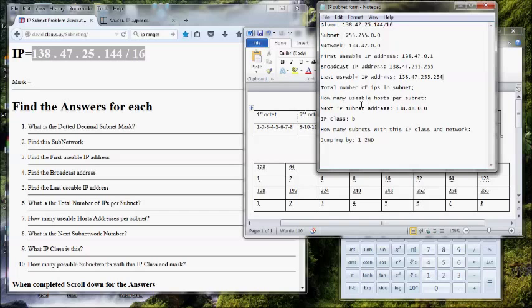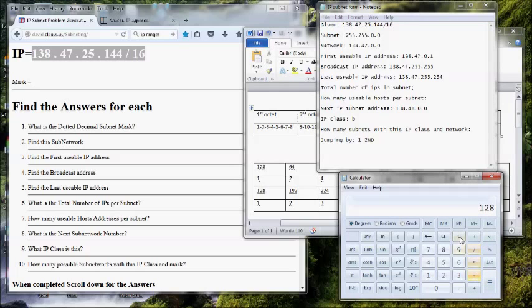The total number of IPs, we take 32 and subtract 16 in this case, because that's how many bits we use. So you take the 32 and you subtract the number of bits you've used. In this case we use 16, so 32 minus 16 is still 16. So what we're going to do is 2 to the 16th power. Let's clear that. We've got 2 to the 16th power, and that gives us 65536 is the total number.